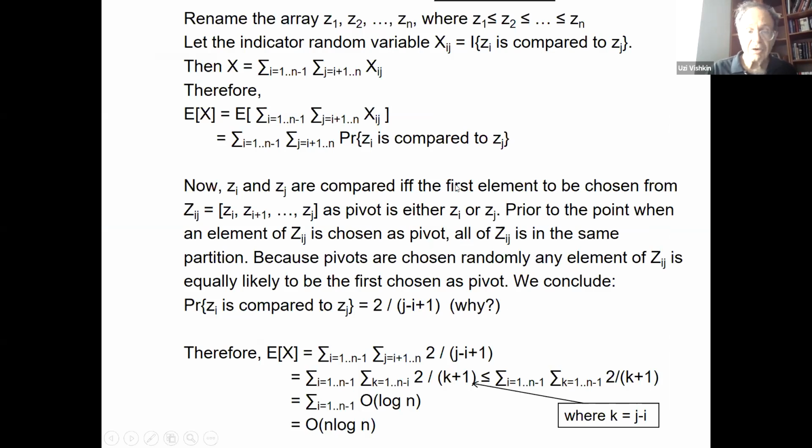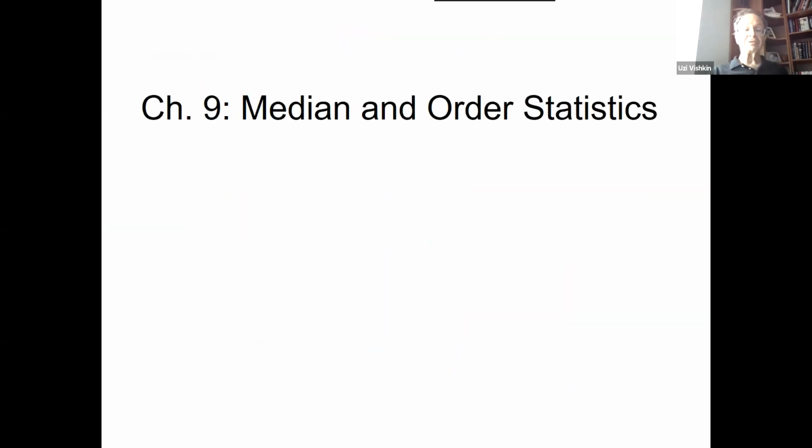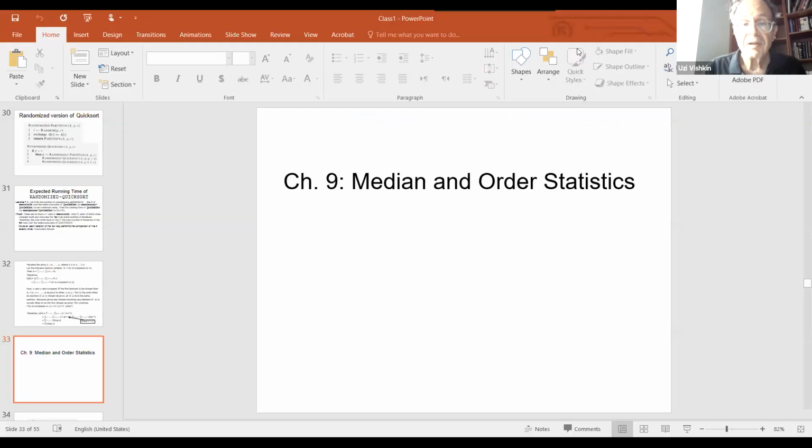Okay, so now we are going to the next chapter, and the next chapter will be median and order statistics.